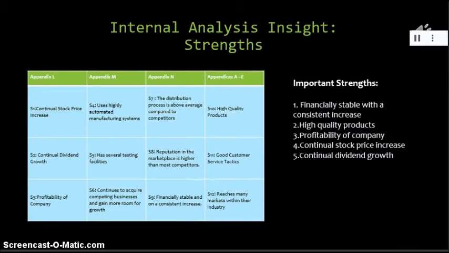During the internal analysis, Globex determined many strengths of Simpson Manufacturing. The image here lists 12 top strengths, but the concluded top 5 strengths are financial stability of the firm, high-quality products, profitability margins, continual stock price increase, and continual.